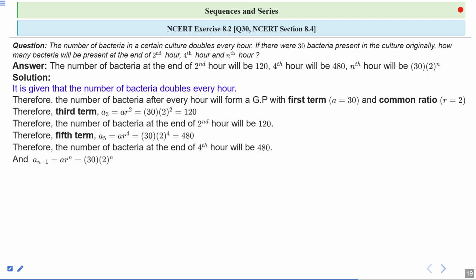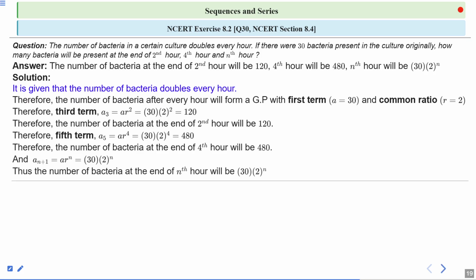And then as we know that a_(n+1) = a·r^n. Here a is 30 and r is 2, then a_(n+1) is equal to 30 times 2 to the power n. That is, the number of bacteria at the end of the nth hour will be 30 times 2 to the power n.